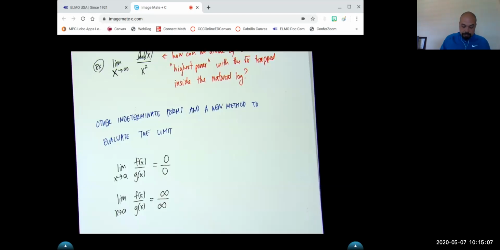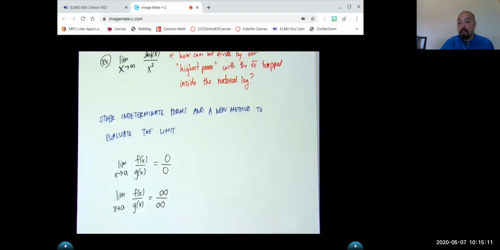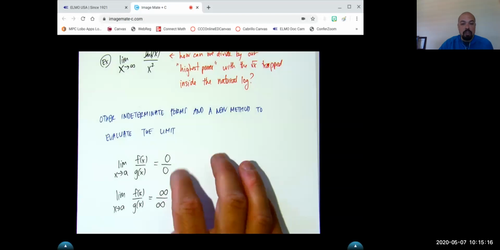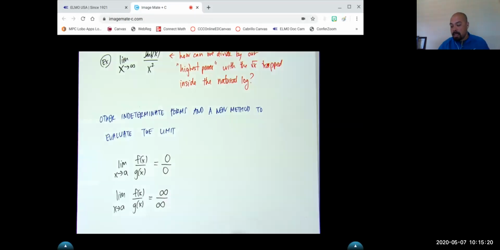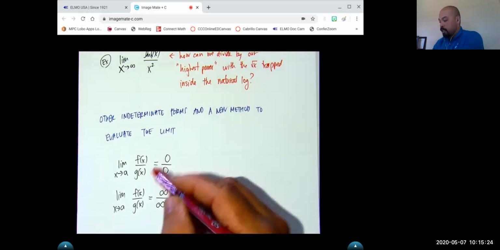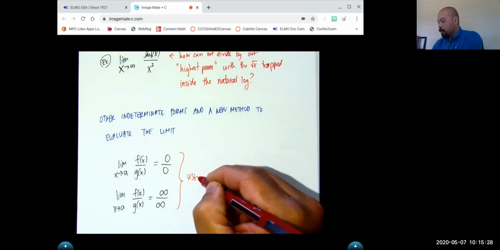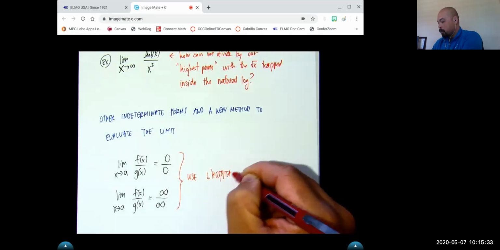And then if we get these forms of 0 over 0, infinity over infinity, before we would say to use our algebra to manipulate, okay? But sometimes the algebra is not going to be as helpful a tool. So now what we can do when we have indeterminate forms like these, we can use L'Hopital's rule.